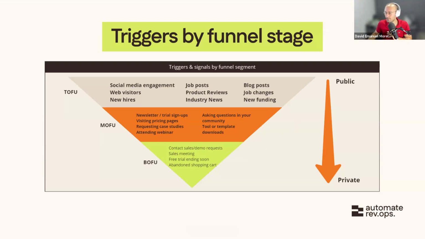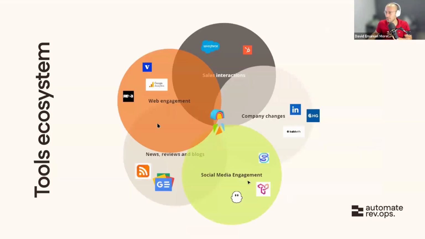Okay, let's talk about tools. We categorize these solutions in 5 different categories. The first one is web engagement. If you have a web visitor, there are tools like RB2B or Vector that will help you detect if a lead is visiting any of the pages on your website.